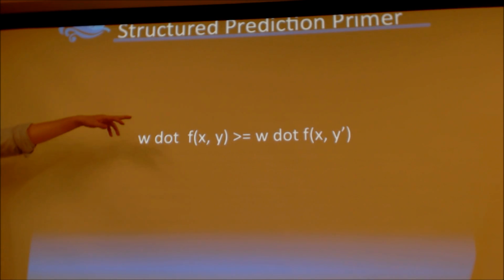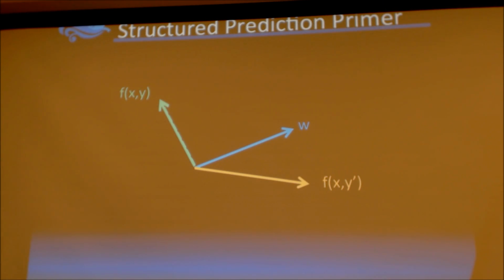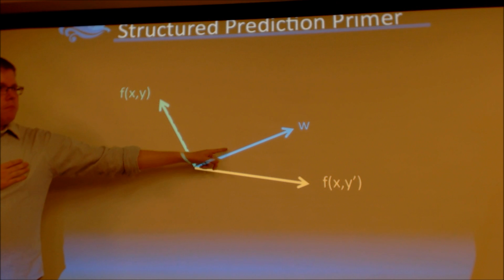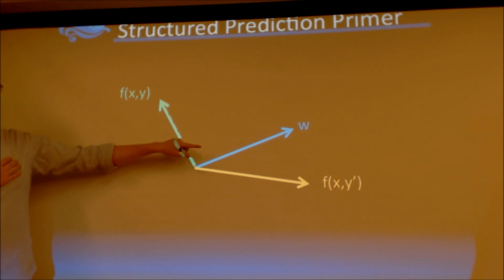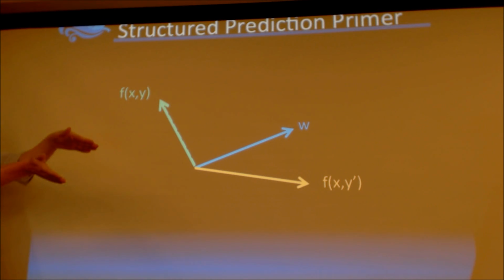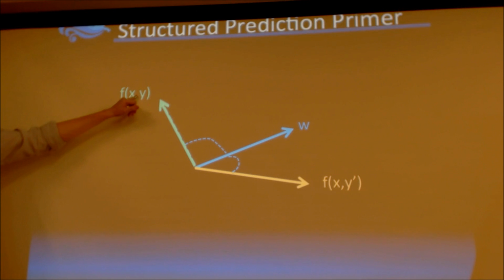Which in practice means we want w.f(x,y) to be bigger than w.f(x,y') for all y'. Okay. So geometrically, we can think about it like this. The dot product is basically a function of the angle between two vectors, right? So w dot f(x,y') is currently going to be bigger than the dot product between w and f(x,y), because w and f(x,y') point more in the same direction than f(x,y) and w. Okay? So how can we make w point more in the direction of f(x,y)?